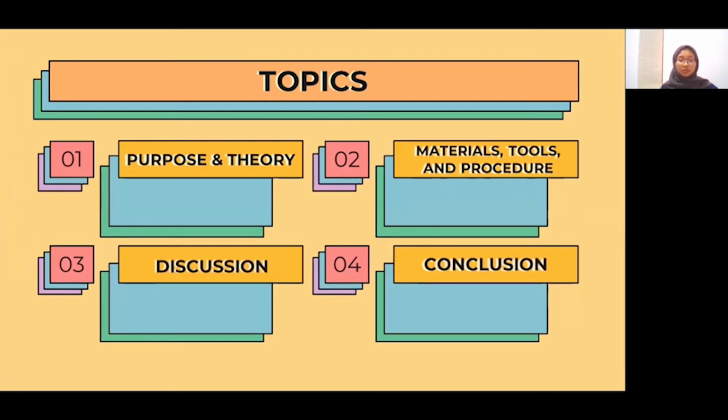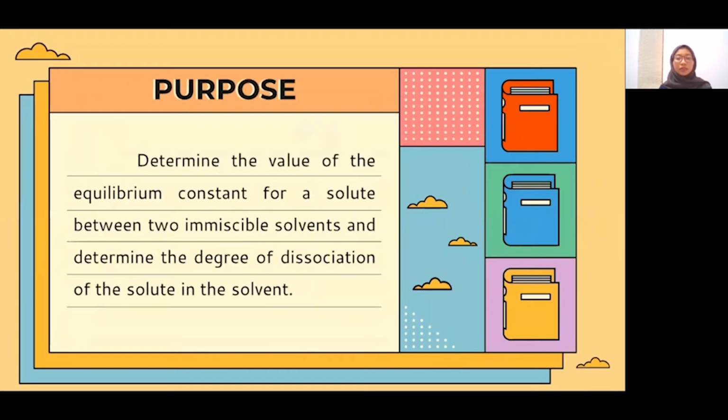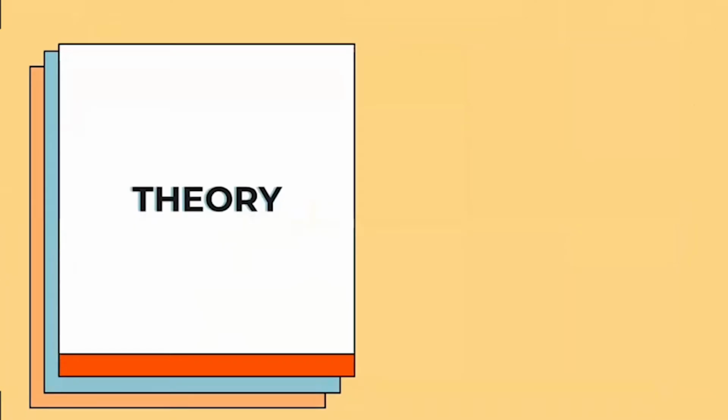last topic is conclusion. Starting from the first topic, the purpose of this experiment is to determine the value of the equilibrium constant for a solid between two immiscible solvents and determine the degree of dissociation of the solute in the solvent. And the next is the theory.